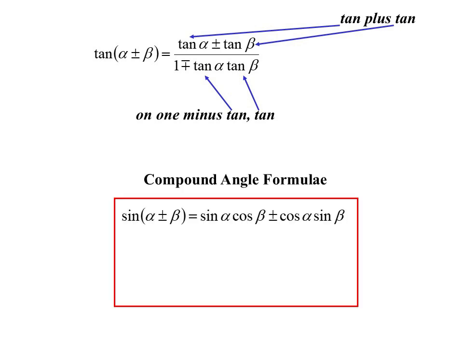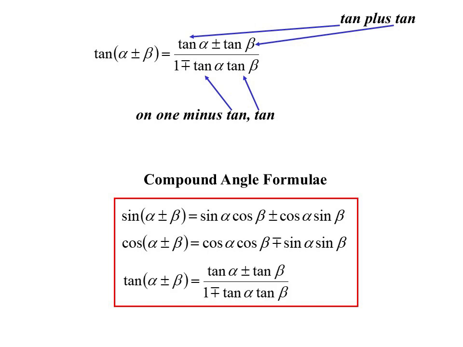To summarise our formulas. Sine: sine cos, cos sine. If it's the sine, it's the sine. Cosine: cos cos, sine sine. If it's not the sine, it's not the sine. Leaving us with tan, which is tan plus tan on 1 minus tan tan. Our compound angle formulas.